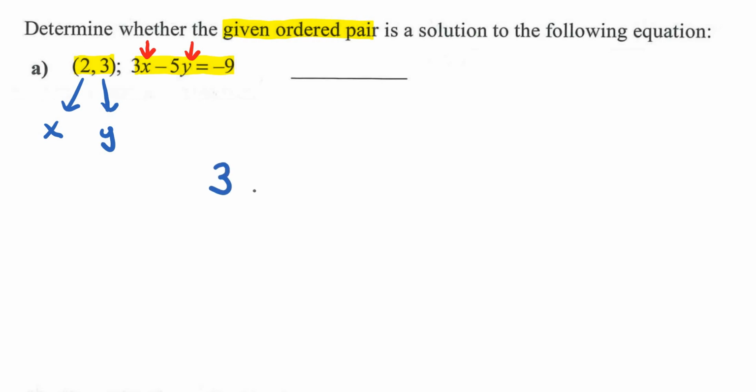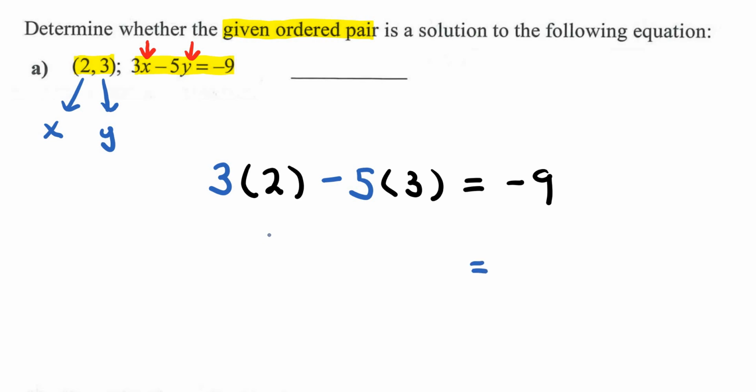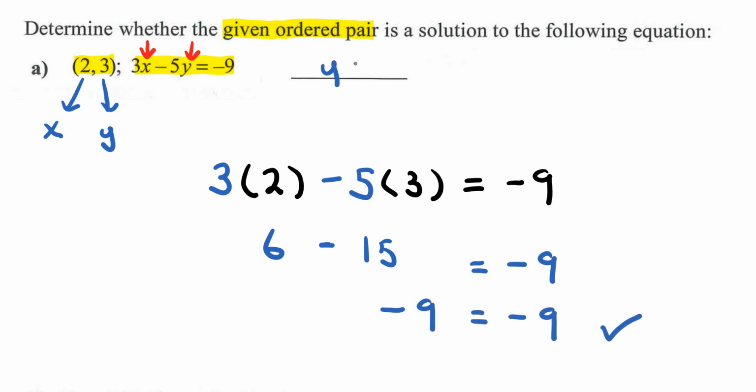If we do that, I get 3, and then I can have a bracket here, and the x value is going to be 2, and I can close that bracket. And then I can subtract 5, and now I have the y value, which is going to be 3. And we need to see if that equals -9 on the right-hand side. If we continue to calculate the left-hand side here, I get 6, 6 minus 15, and does that equal -9? It does, so -9 on the left-hand side and -9 on the right-hand side, so that indeed works. So this is definitely a solution to the equation.